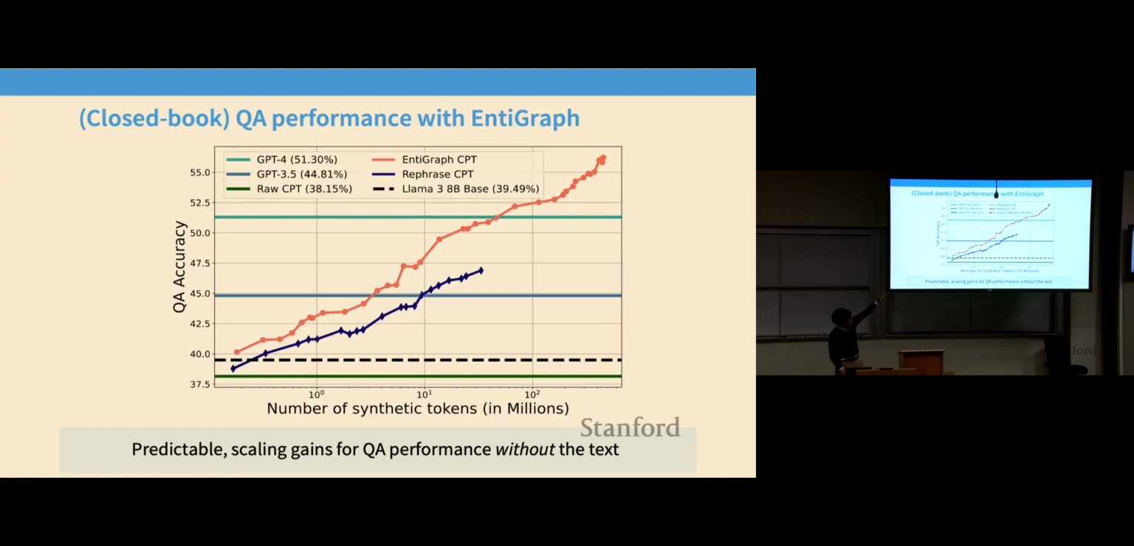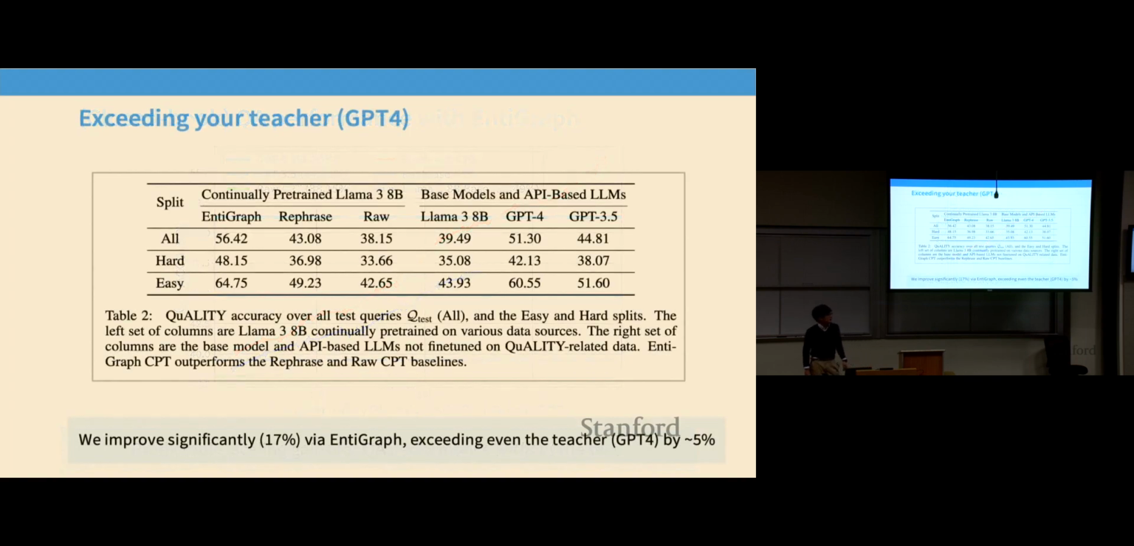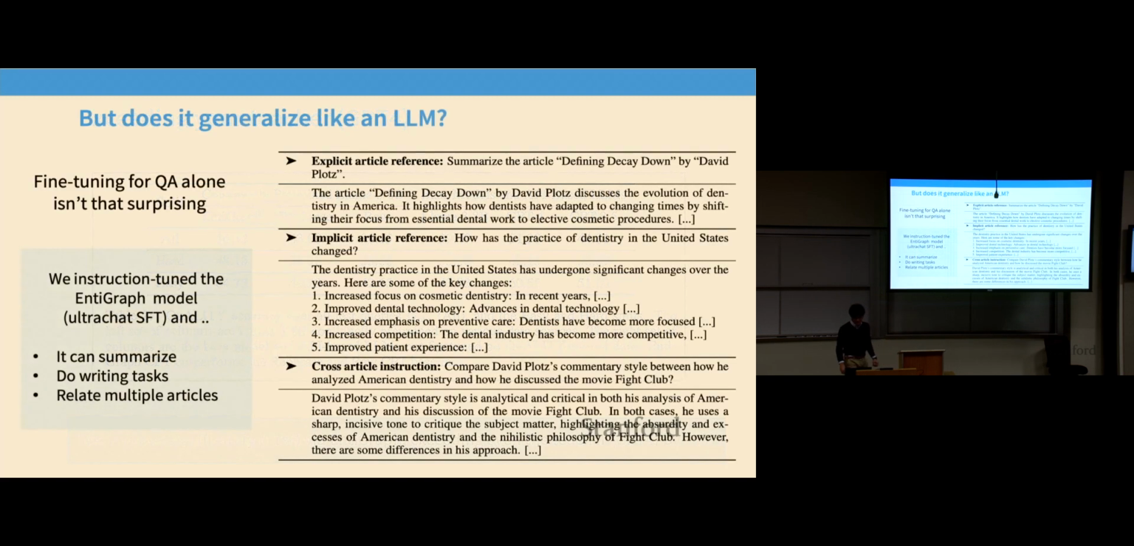Of course, we stopped here because we weren't quite as interested in continuing to double the amount of token budget that we had. One thing that you might be concerned by is that we're using GPT-4 to generate the synthetic data, and so maybe it's just distilling a lot of knowledge from GPT-4. So we checked against this by asking how well we actually do relative to GPT-4. And we improved significantly, like 17% via Antigraph, which once again exceeds GPT-4 by a decent bit.